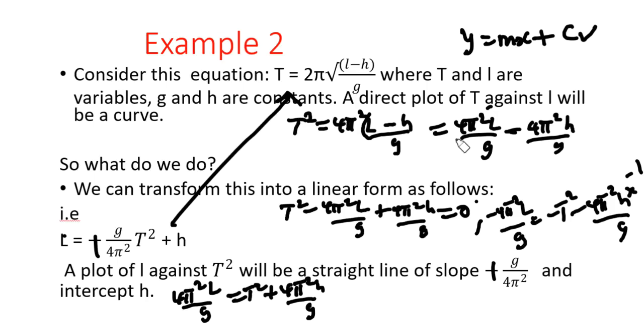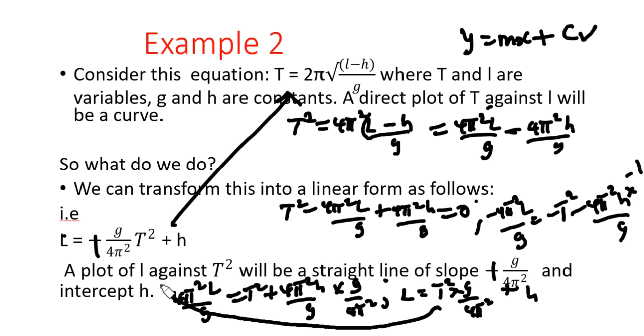So how do we go about that? We multiply both sides by G/4π². Once we do that, L equals, this will cancel, T² times G/4π², plus, this will also cancel, plus H. So you now see that it is now looking like this.